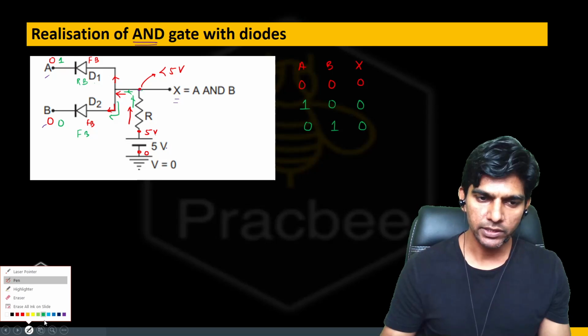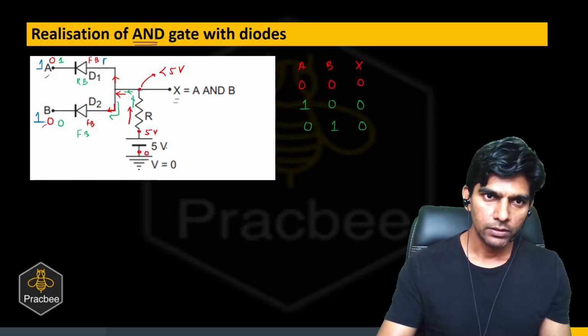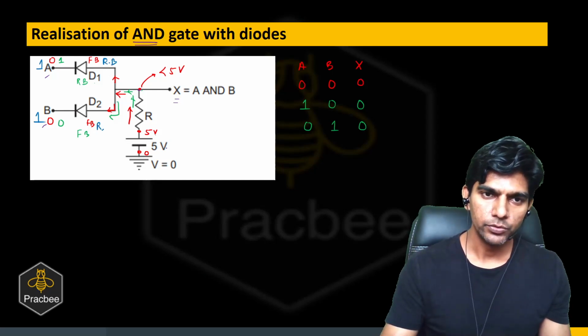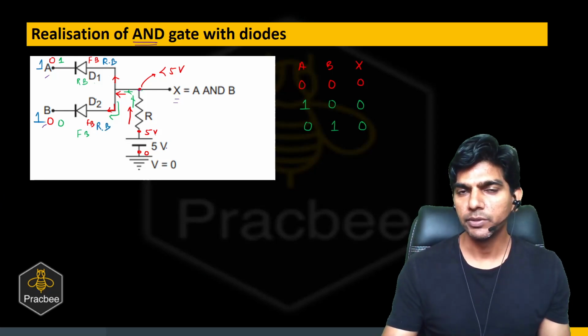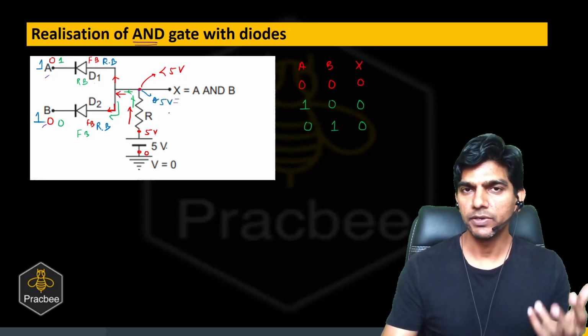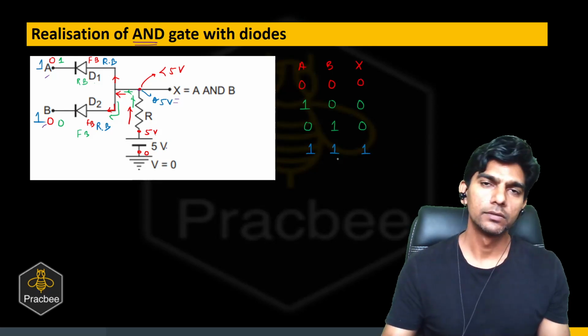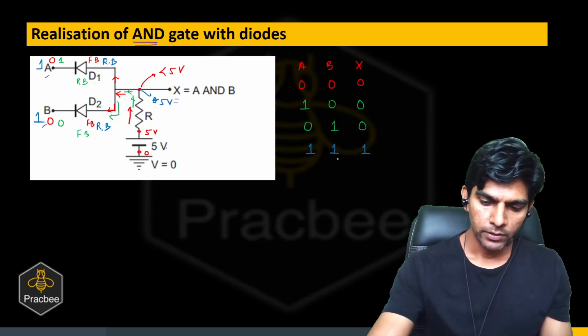But what happens if both the inputs are high? If both the inputs are high, then both the diodes will be reverse biased. If both the diodes are reverse biased, in that case, there will be no current supplied by the battery. So the voltage at the output will be nothing but 5 volts. So we can say we are having a high voltage. So 1 and 1 will give 1. That we have to remember.